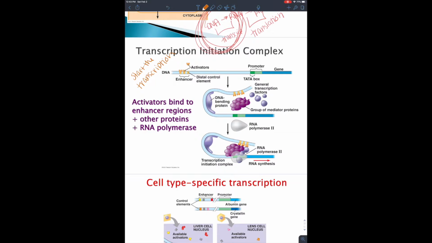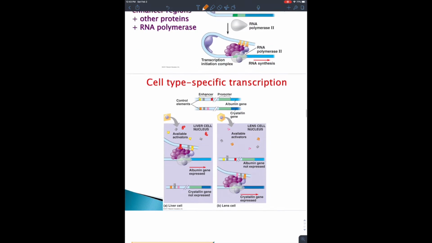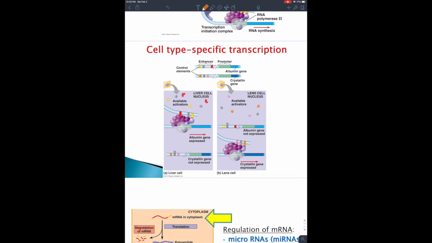Again, you can see that activator. So activators are going to bind to enhancer regions. We're going to increase the amount of transcription. Now, cells have specific transcription things that need to occur. So some genes need to be turned on for one cell, but they don't need to be turned on for another cell because they're not going to use that.